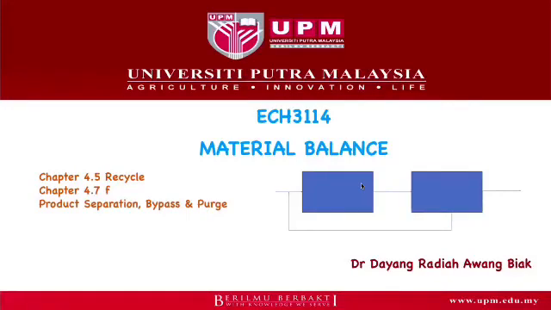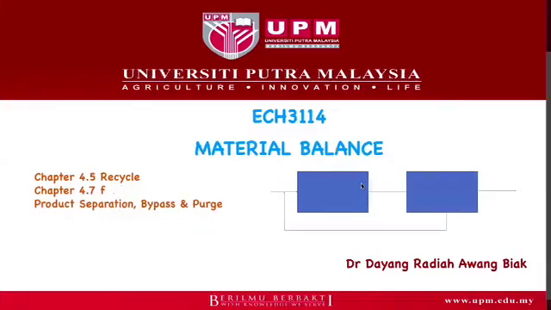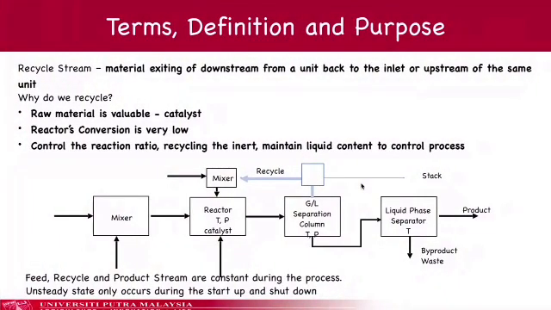So today we are going to cover chapter 4.5 on recycle, 4.7F on product separation, bypass and purge. Let us see if you are given a process such as this here. You have two streams that are incoming and mixed in the mixer. The mixed stream is sent to the reactor that is operated at a certain temperature and pressure and with a certain catalyst. They react to form a product, which is then sent to the gas liquid separation column.